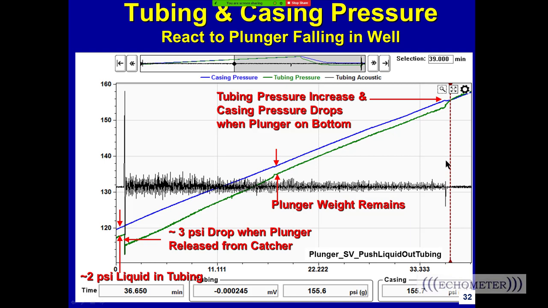So there's no liquid. The plunger hit dry right here. So this is a well that's telling you it needs a standing valve. It's telling you that the pressure there was maybe 2 PSI, about a gallon, not very much liquid in the tubing. And then 3 PSI from the plunger, and then here the liquid's all gone.